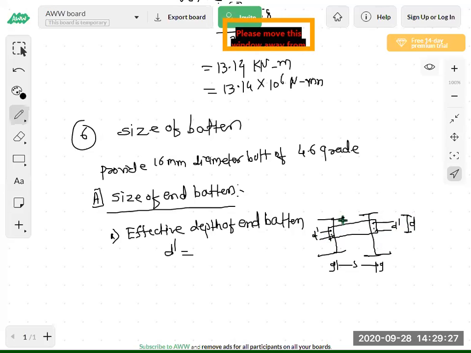of batten. Okay, so how to calculate D dash? D dash is S plus 2 into CYY. So S is 280 mm plus 2 into CYY value of I section. 28.4.